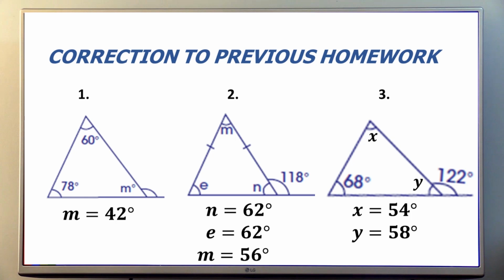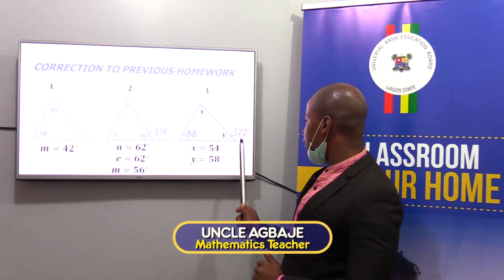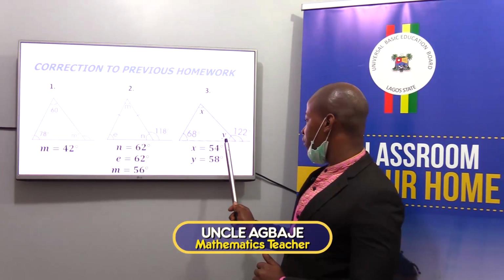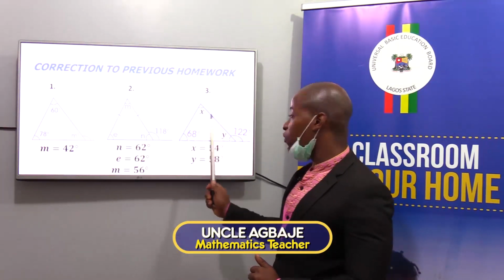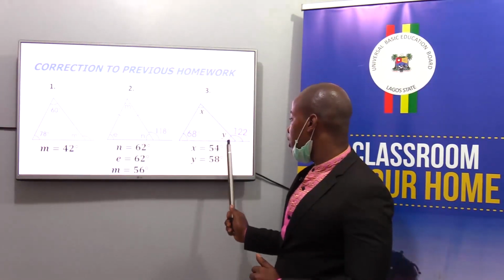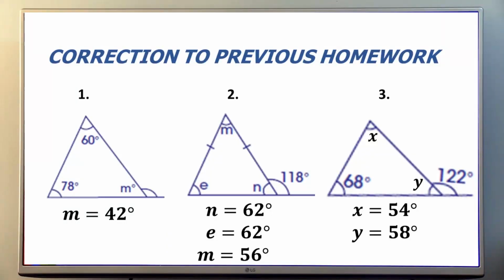And the final one, we're to find X and Y. For this interior angle here, Y, it is 58 degrees. That's where we begin, because when you add 58 to 122, which is the exterior angle, you get 180, the semicircular angle. Now this is 58 and this is 68. Automatically this one becomes 54 degrees, because when you add these 3 together, 54 plus 58 plus 68, you get 180 degrees. I believe you got that right, and you deserve that share.